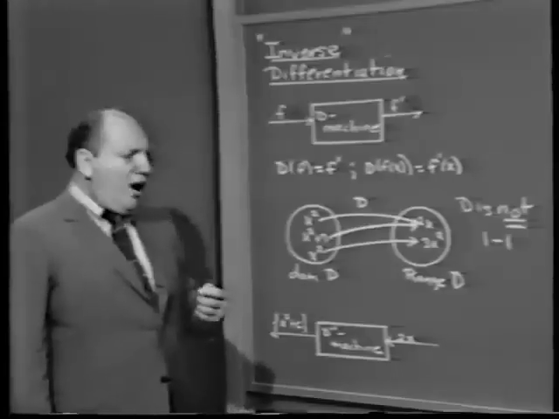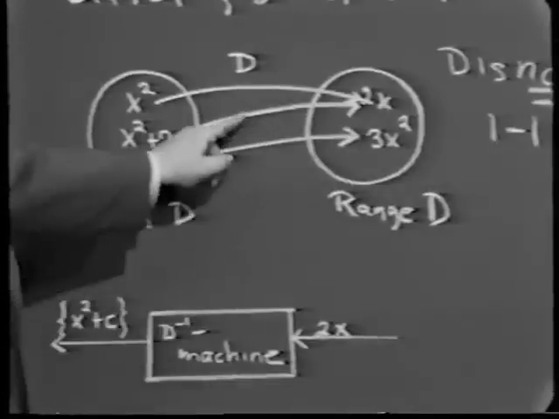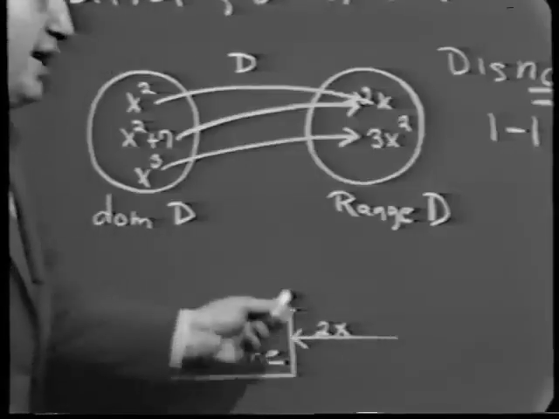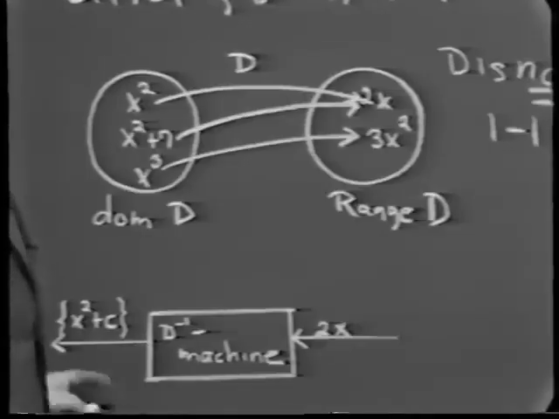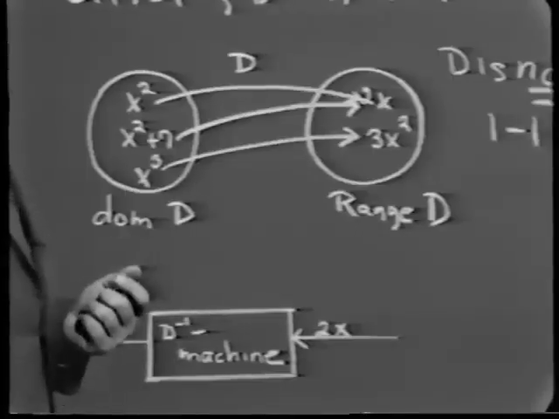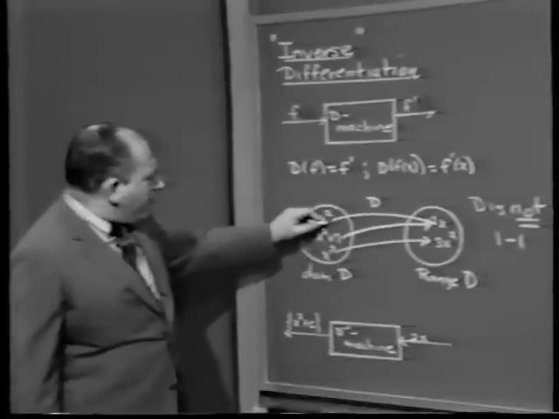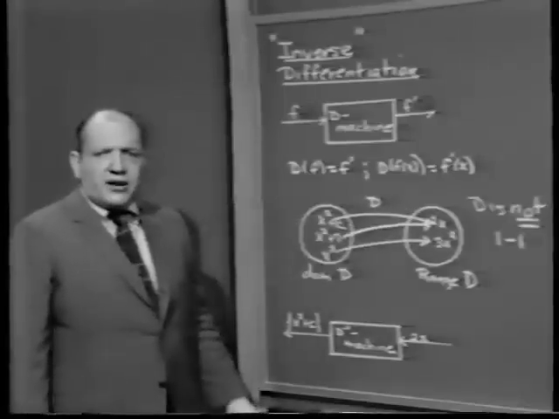In other words, what would go wrong if we tried to build a D inverse machine? Well, in terms of the example that we're talking about, if the input to the D inverse machine happened to be 2x, then there would be infinitely many different outputs that we're sure of. Namely what? Every function of the form x squared plus c, where c is a constant. And what do I mean we can be sure of that many? You see, all I know going back to this diagram here is that every function of the form x squared plus c will map into 2x under the derivative function.